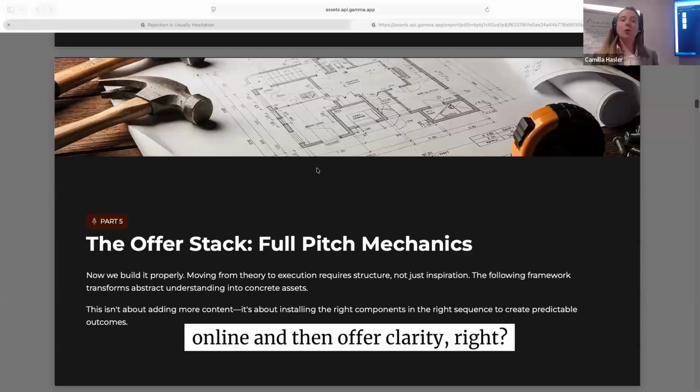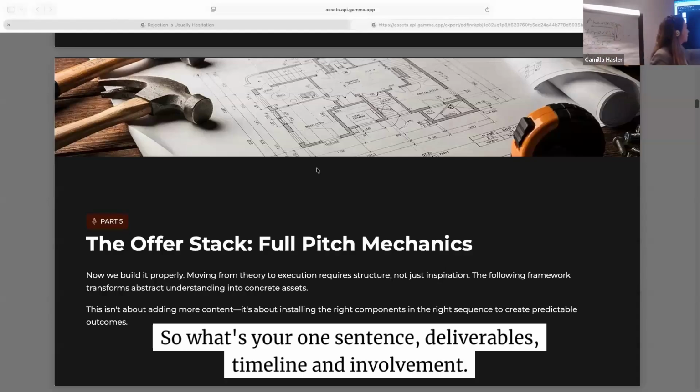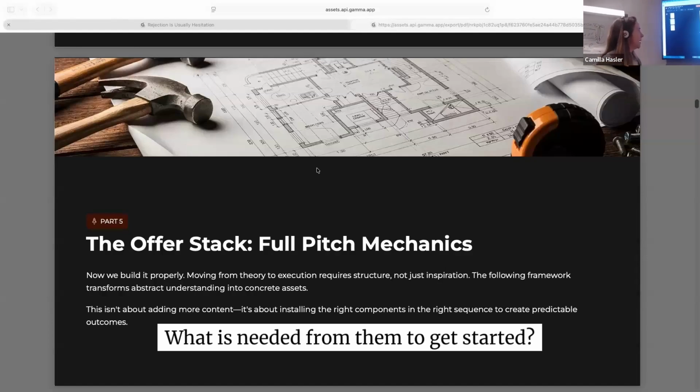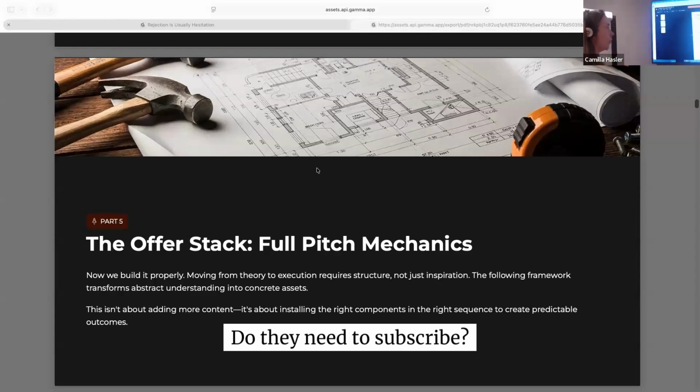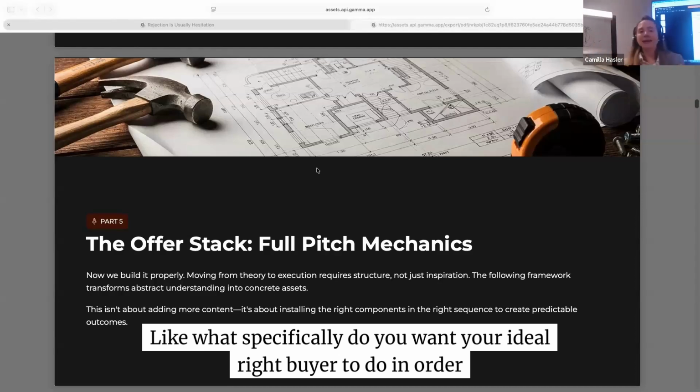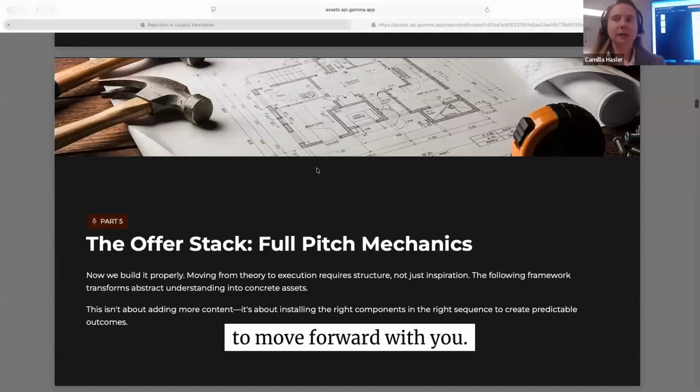And then offer clarity. So what's your one sentence, deliverables, timeline, and involvement? What is needed from them to get started? Do they need to, for example, create an account? Do they need to subscribe? What specifically do you want your ideal buyer to do in order to move forward with you?